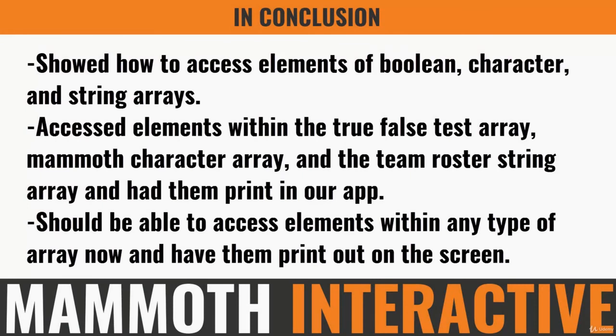During this part of our tutorial, I showed you how to access elements of Boolean, character, and string arrays. We accessed elements within what we assigned to be a true-false test array of Booleans. We had a mammoth character array with characters for the word mammoth. And we had a team roster array of strings that had a bunch of names on it, and we accessed an element from each and had them print in our app. So by now you should be able to access elements within any type of array, so these three, the Boolean, characters, and strings, as well as any of the 3 number types, and have them print out on the screen.